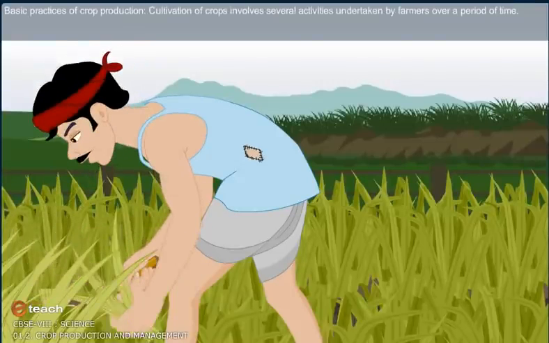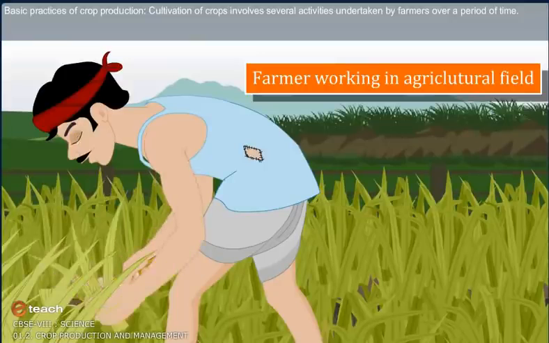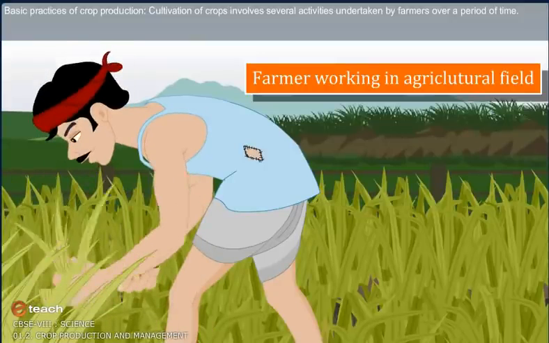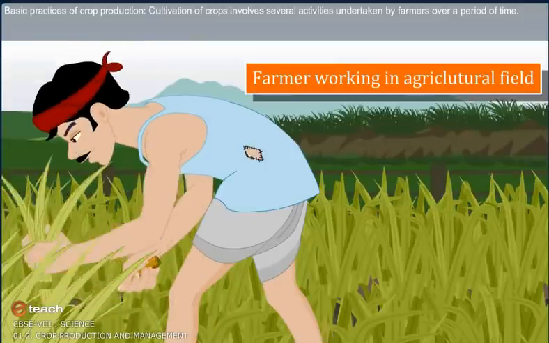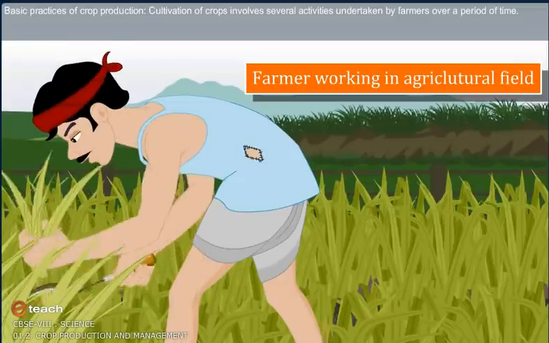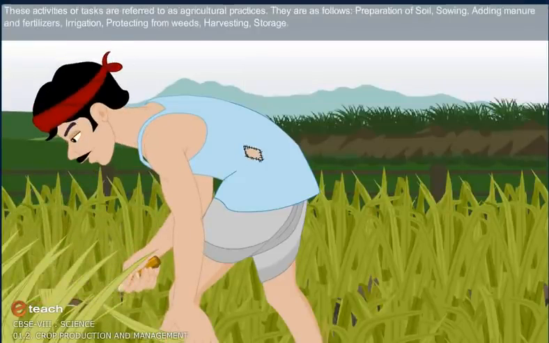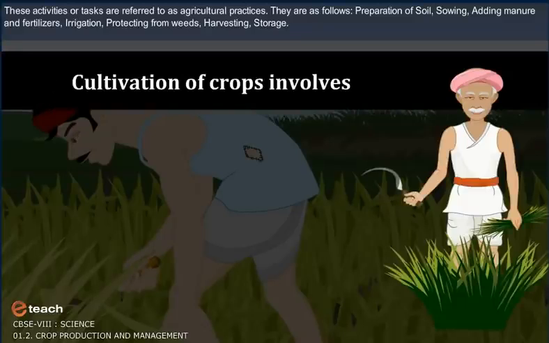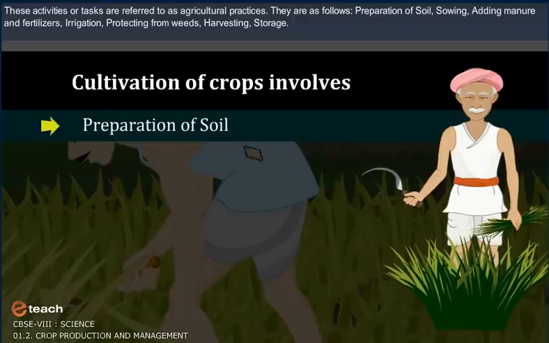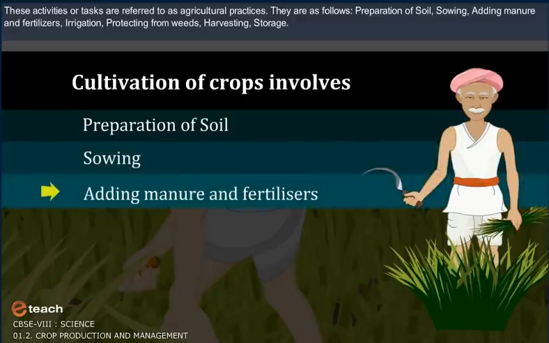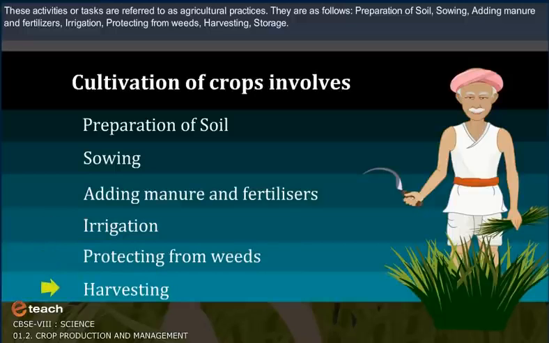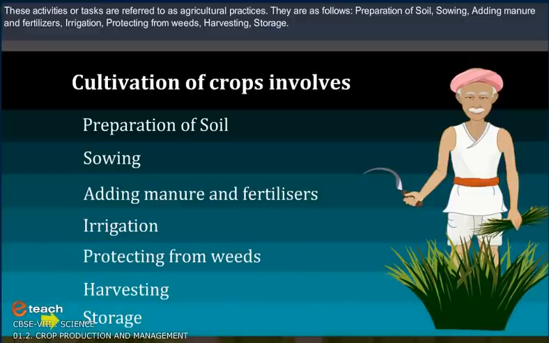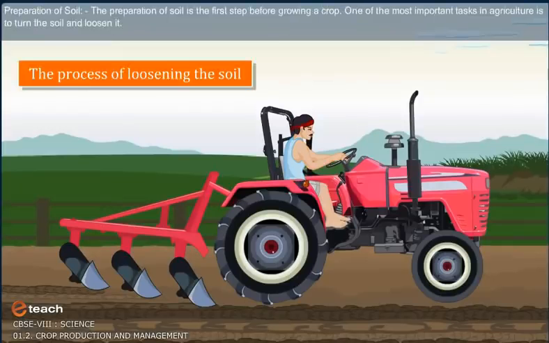Basic practices of crop production. Cultivation of crops involves several activities undertaken by farmers over a period of time. These activities or tasks are referred to as agricultural practices. They are as follows: preparation of soil, sowing, adding manure and fertilizers, irrigation, protecting from weeds, harvesting, storage.